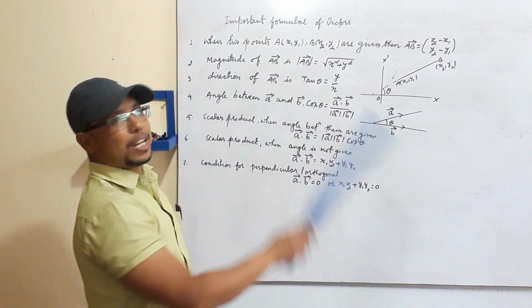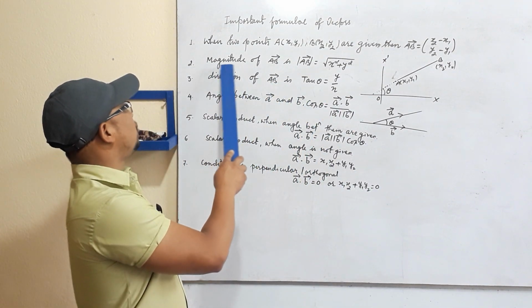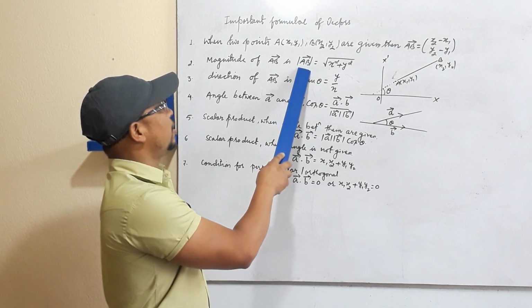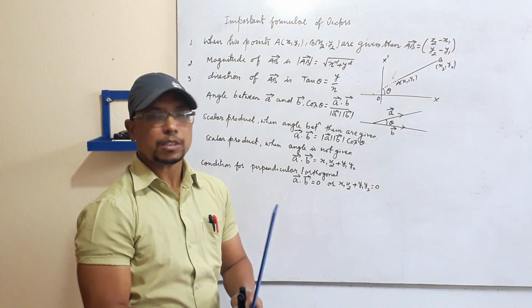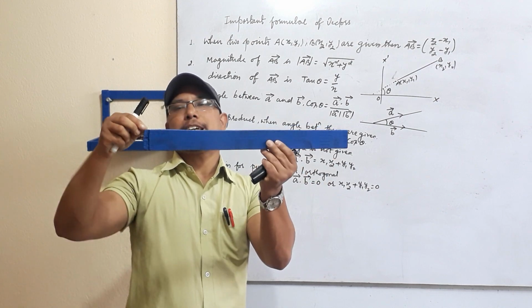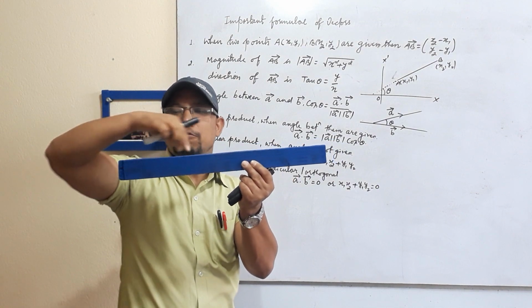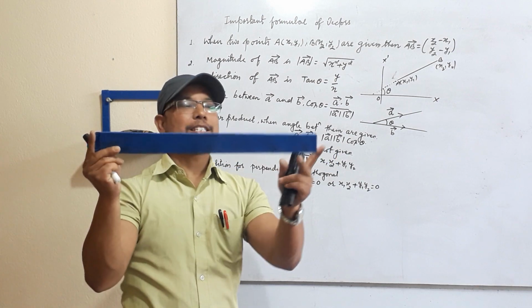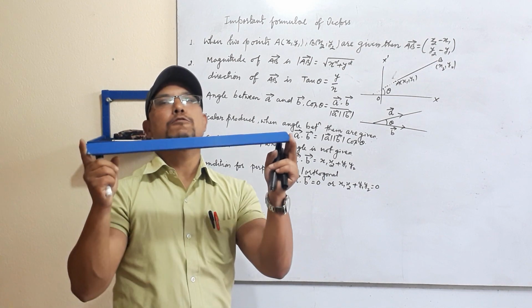When there is a vector, it has magnitude and direction. So how to find magnitude? The magnitude of vector AB equals root under x square plus y square. Magnitude means the simple distance between the points. If this is point A and this is point B, and the vector moves from A to B, this is called a directed line, and the length of it is the distance between the 2 points, called the magnitude.